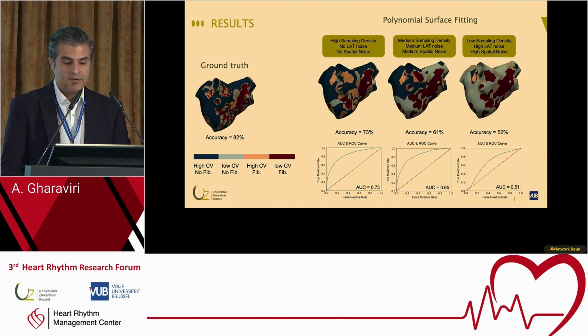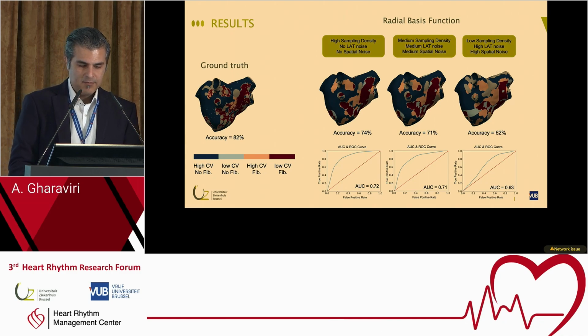And this is the same scenario with the polynomial surface fitting. So with high sampling density and no noise in the local activation time, spatial noise, polynomial surface fitting works pretty well. But as soon as you start to increase the noise level, then it fails to detect the fibrosis regions in a precise way.